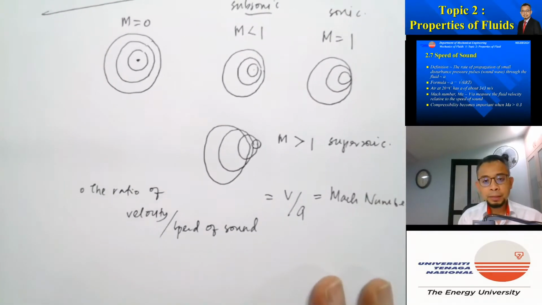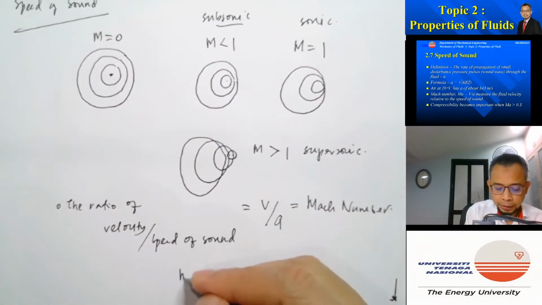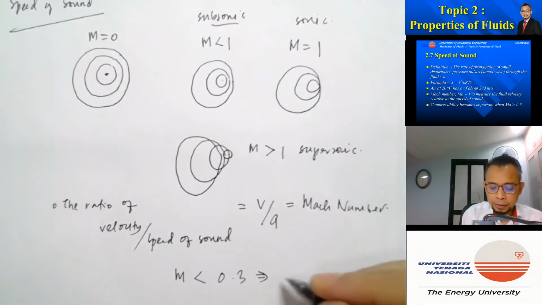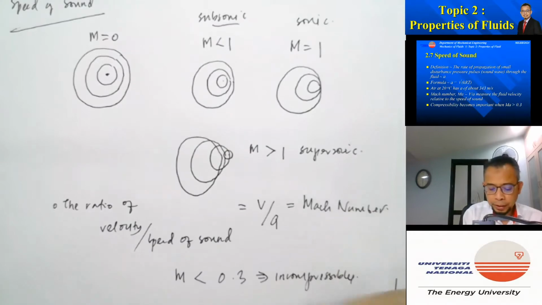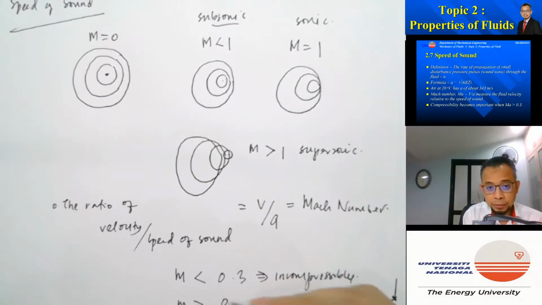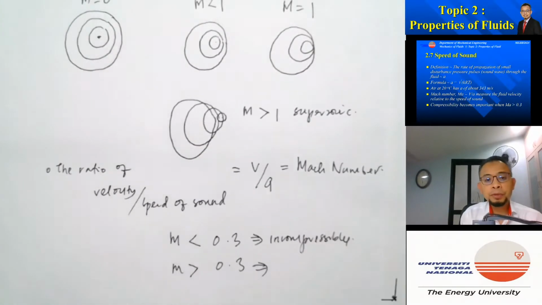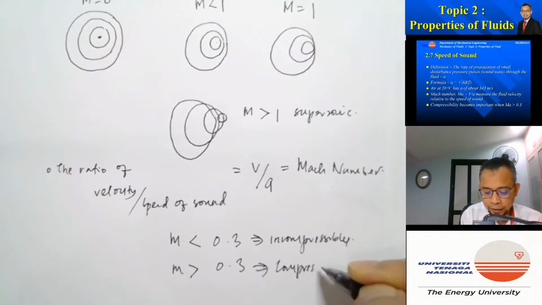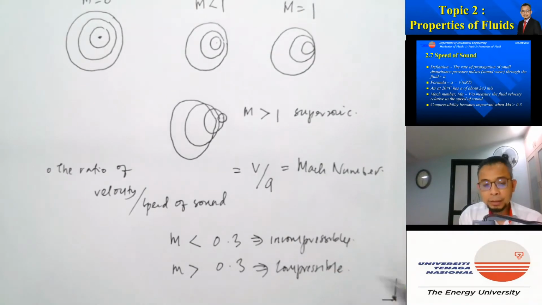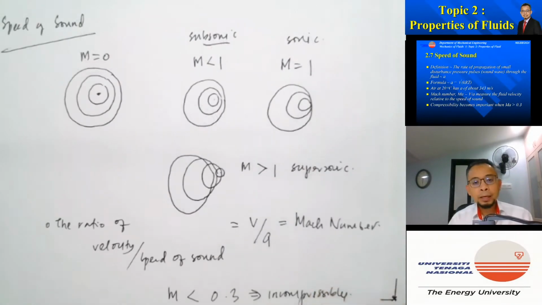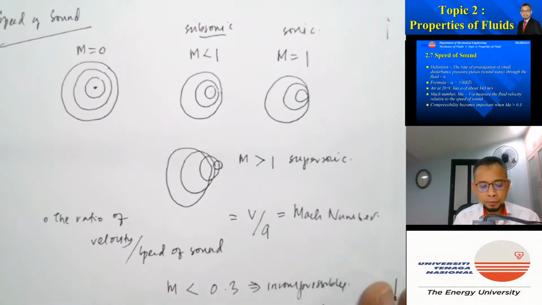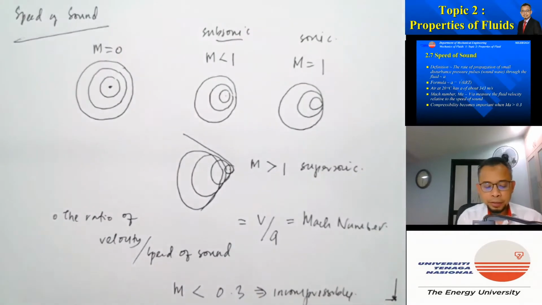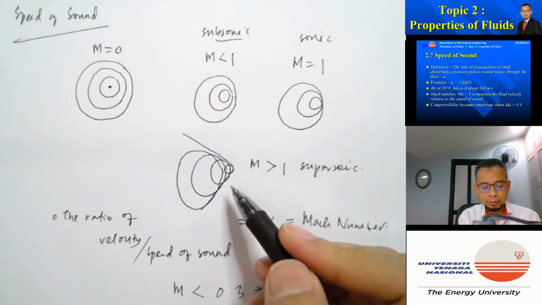Generally, if the Mach number is less than 0.3, the fluid can be considered to be incompressible. Whereas if the Mach number is bigger than 0.3, you cannot assume the fluid to be incompressible. The compressibility effect has to be taken into account. In the case of supersonic flow, you can see that the object is moving at a speed which is higher than the speed of sound, right?